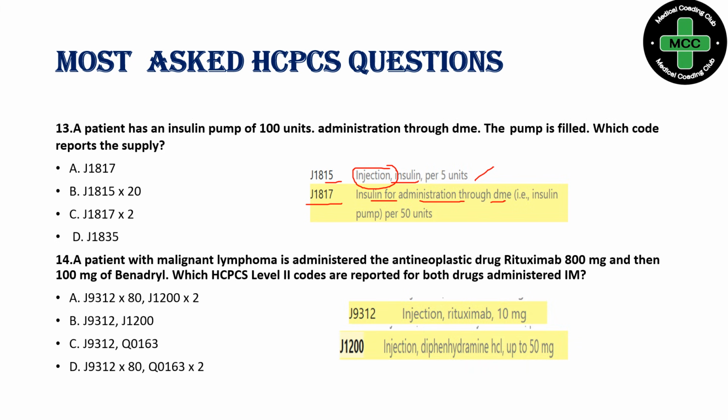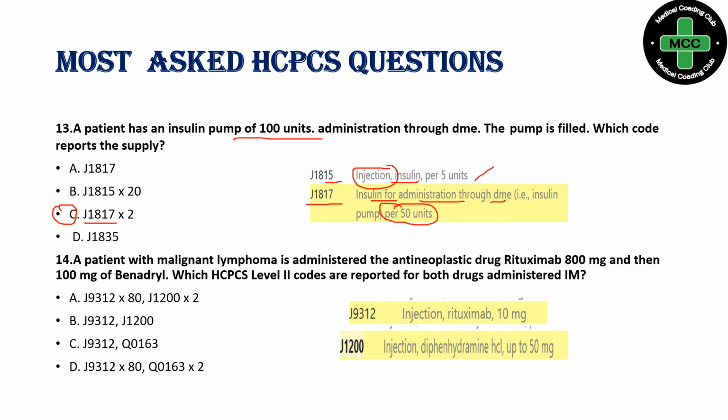According to that, for this particular question, the answer is C. J1817 with units 2, because it carries 50 per unit, and we have 100 units, so we need to give 2 units. If they specify only insulin injection, then you need to consider per 5 units and select J1815 with units 20. But for this particular question, you can go with J1817 with units 2.